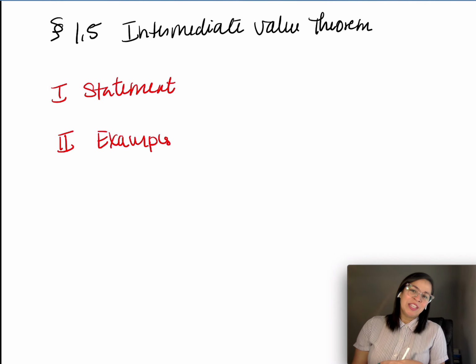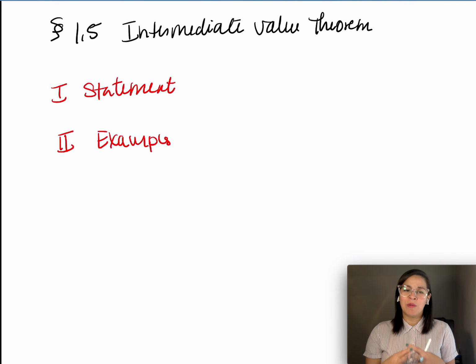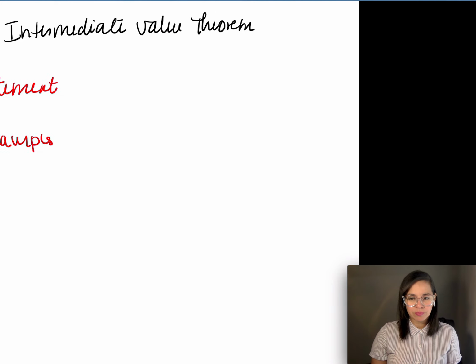And I'm going to go over the intermediate value theorem. This theorem is part of section 1.5. I'll give you the statement of the theorem without proof, and I'll do some examples, okay?